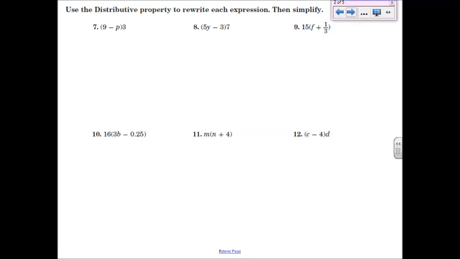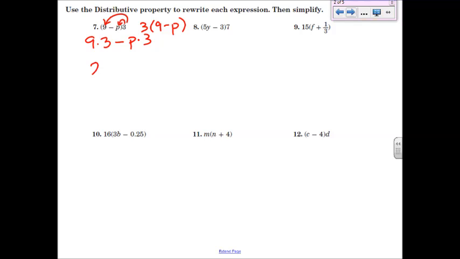In numbers 7 through 12, we're going to be using the distributive property on expressions. So again, we have the number on the back side. It doesn't matter. If you wanted to write it in the front side, you could certainly reorder it and do it just the way that we've been doing things. But I'll give you some practice in doing it this way as well. So we have 9 times 3 minus p times 3.